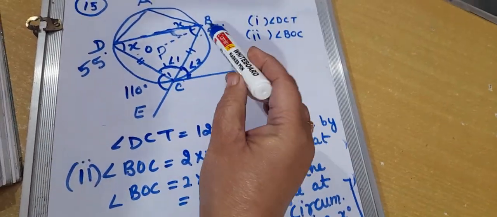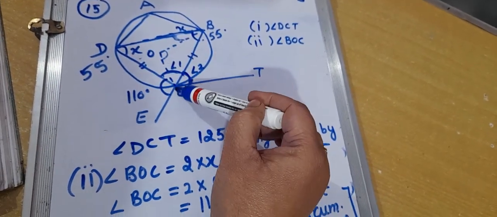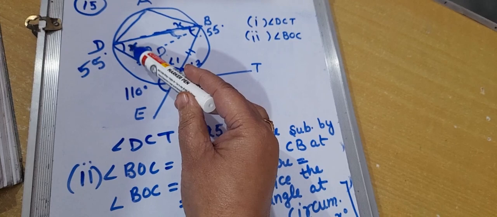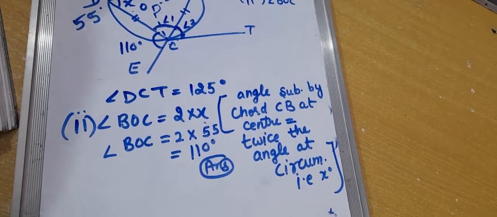So again, BC subtends BOC at the center and X at the circumference. So BOC is double of X, that is 2 into X, 2 into 55, 110 degrees.